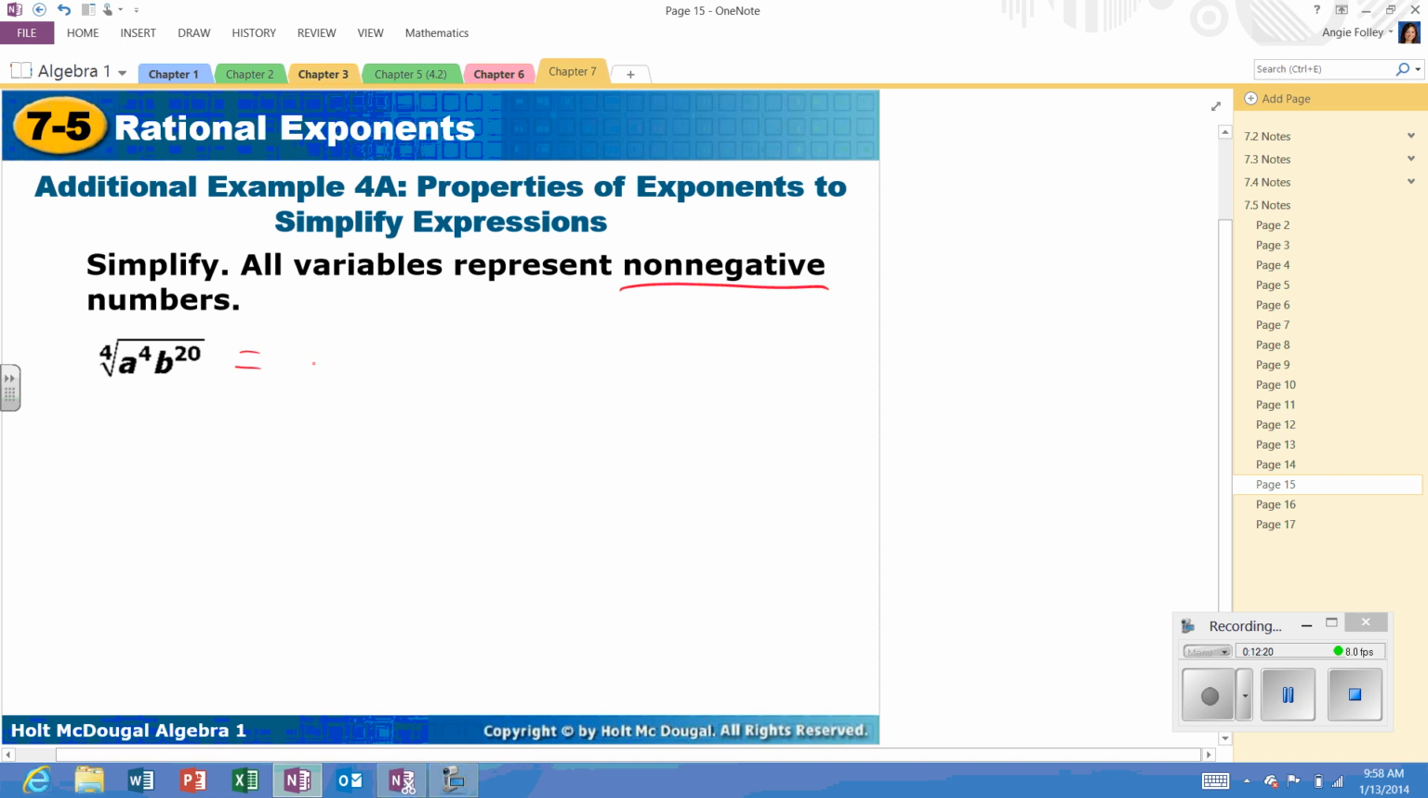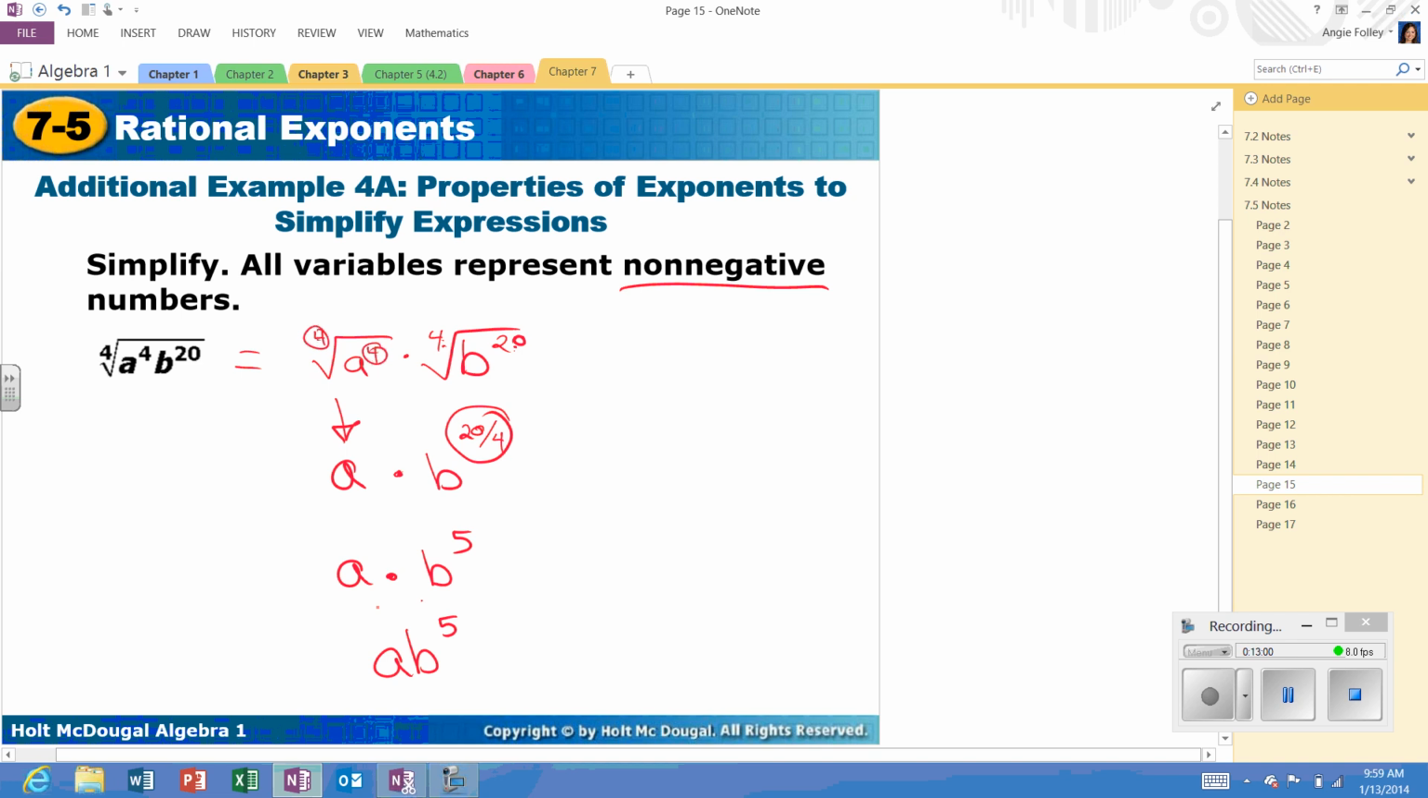All right, I am going to split this up, and we can do this because it is a multiplication. I can split it up like this as long as I keep the root the same, and I have to keep it on both of them. So since I have the fourth root of a to the fourth, that becomes a. So this is a multiplication in here. If you want to rewrite this as b to the 20 over 4, because this is our numerator, this is our denominator, then 20 divided by 4 simplifies to 5. So your answer is a times b to the 5th.